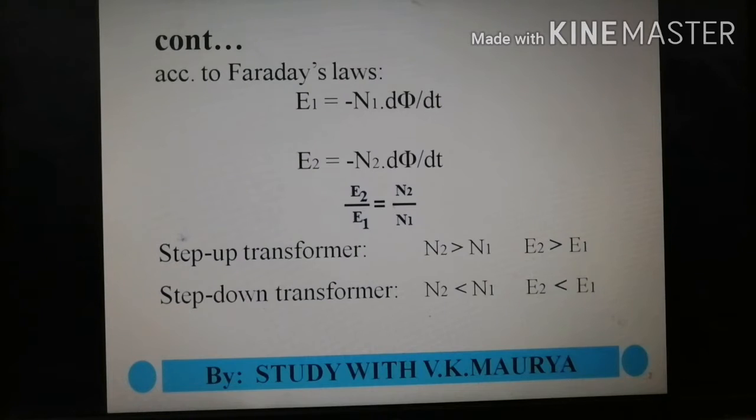Now see the cases. Case first, the step-up transformer. In the case of step-up transformer, N2 is more than N1 and E2 is more than E1. That's why it is called step-up. In the case of the step-down transformer, N2 is less than N1. That's why E2 is less than E1. So it is called step down.